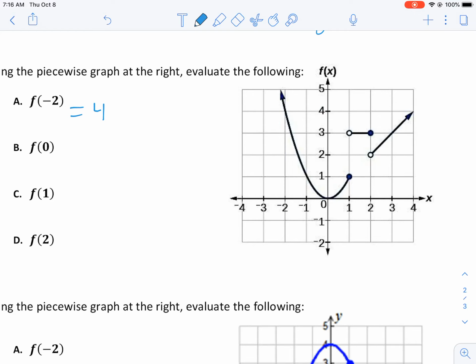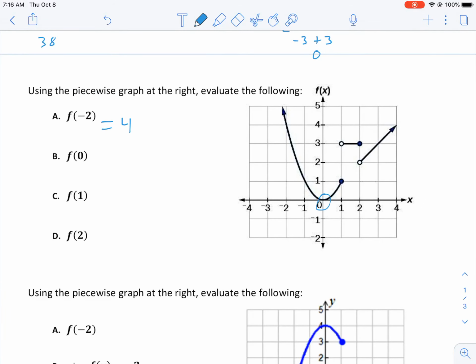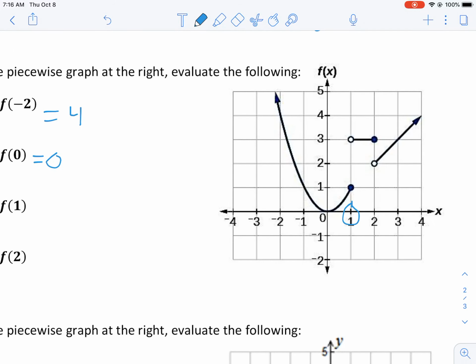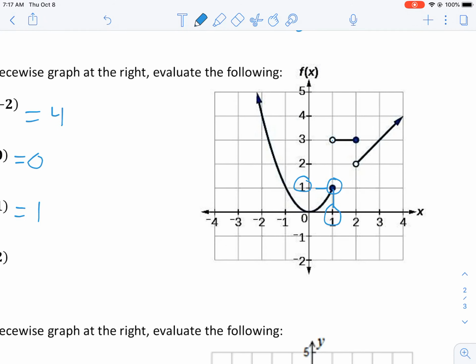F of 0 is right here. It's actually going through the origin, so f of 0 would just be 0. F of 1, we go to 1, we look up. Now, there's 2 dots up here, a dot here and here, but remember, we care about the solid dots. So we look over, that's at 1, so f of 1 equals 1.